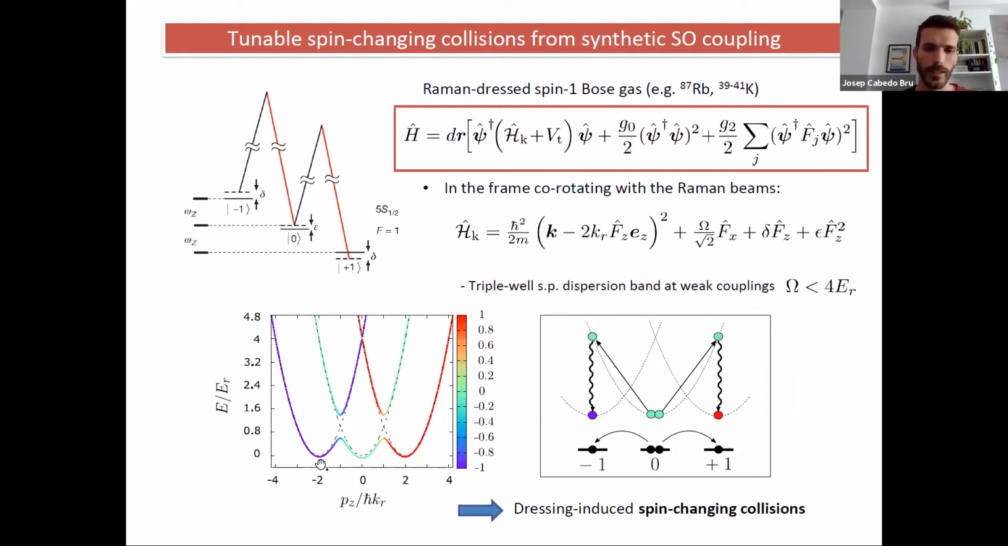And we're interested in this regime, in these conditions, because here it is clear that the interplay between two body collisions and Raman dressing can give rise to these processes that exchange large momentum and also flip the spins of the particles involved. So this will act as effective spin mixing parameters like the ones I've discussed earlier. But what we want to do is to go to a regime where we can isolate this physics in a similar fashion.